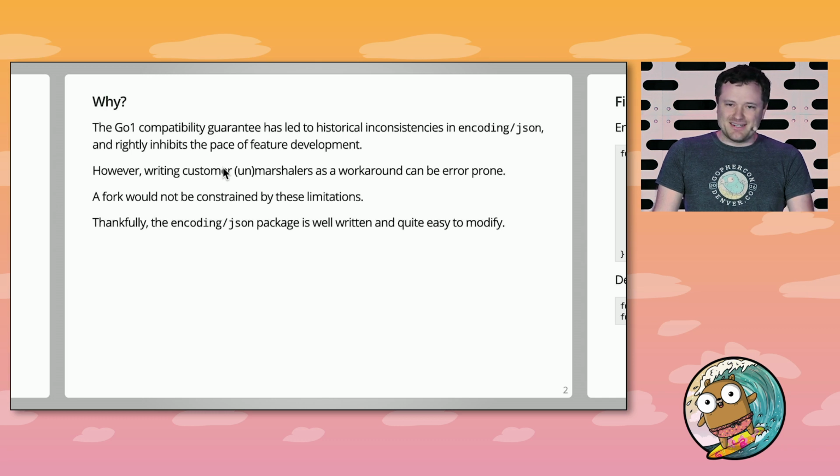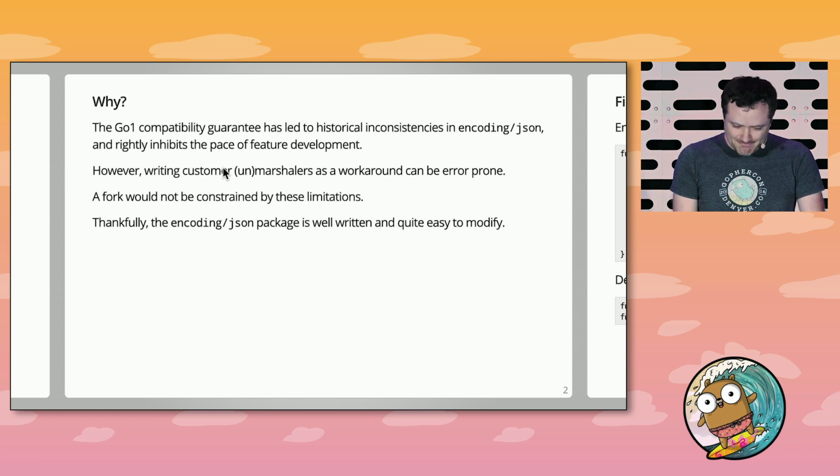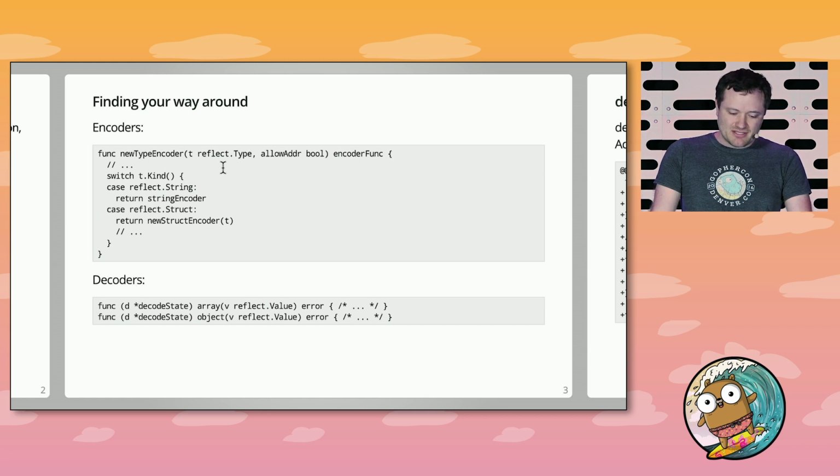In fact, I decided to do that when I saw how much custom marshaller code I had that was just doing very trivial things. Looking at the package, it's pretty big, but once you find your way around, it's pretty easy to get things done. So what do you look for? If you're looking for changing encoders, you'll go find the new type encoder function. That is essentially like a roadmap for the encoding side of the package.